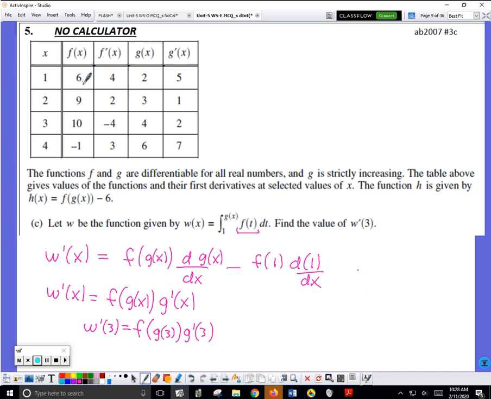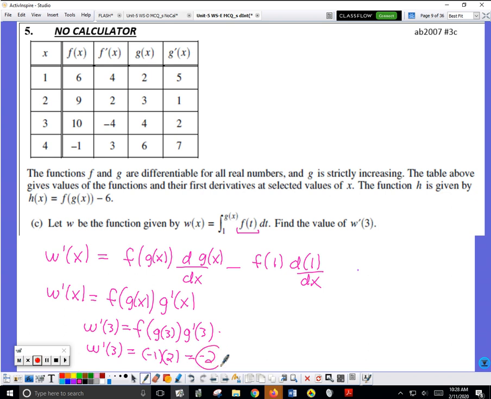Somebody else? Now what? Plug and chug. Keep going. So let's see. W prime of 3. What's G of 3? It's 4. So what's F of 4? Negative 1. What's G prime of 3? 2. Final answer is negative 2.